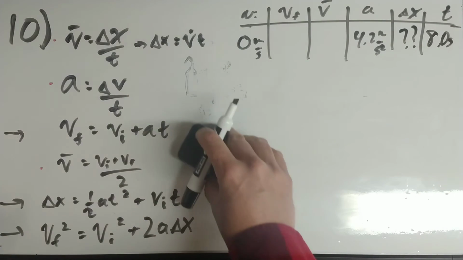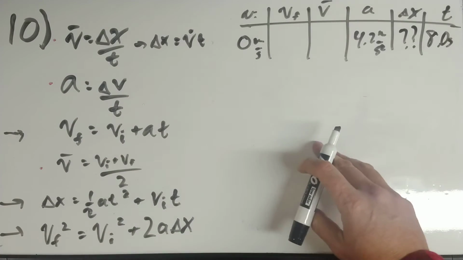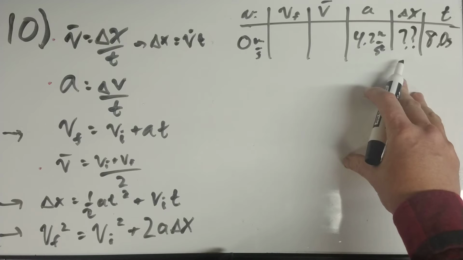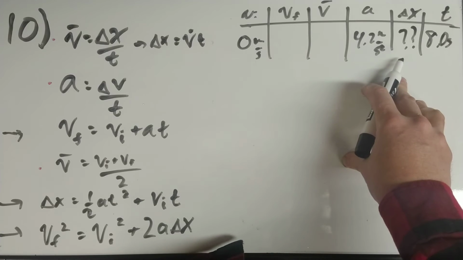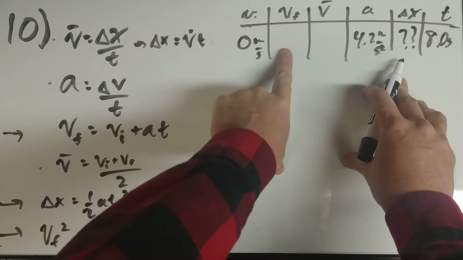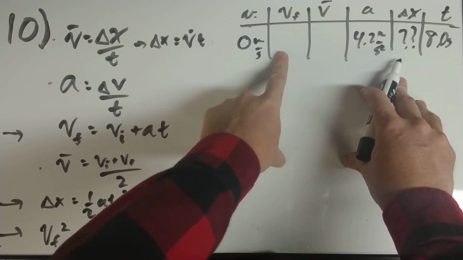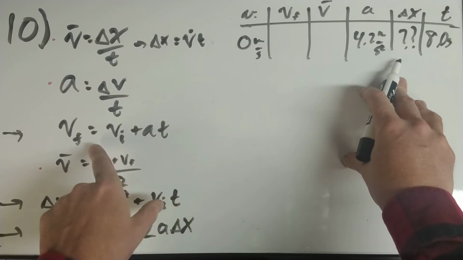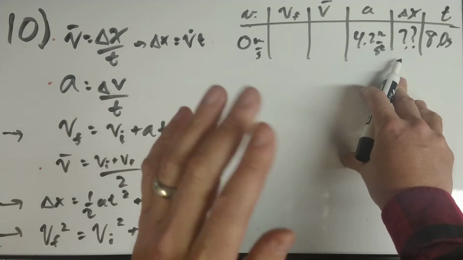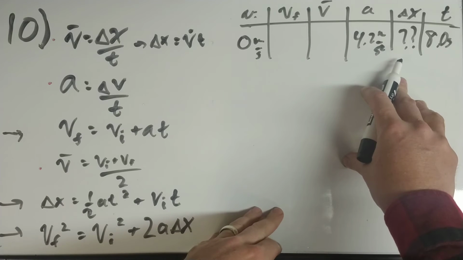I don't know anything about final velocity, I don't know average velocity, and I don't know displacement. So let's see if we can find an equation that we can solve for displacement. Now, yes, we can do average velocity times time, but we don't know the final velocity. You might say, okay, I can find the final velocity using this equation, which you could, but I want to get this all done in one step. So let's see if we have one that has delta x, a, t, and v initial in it.